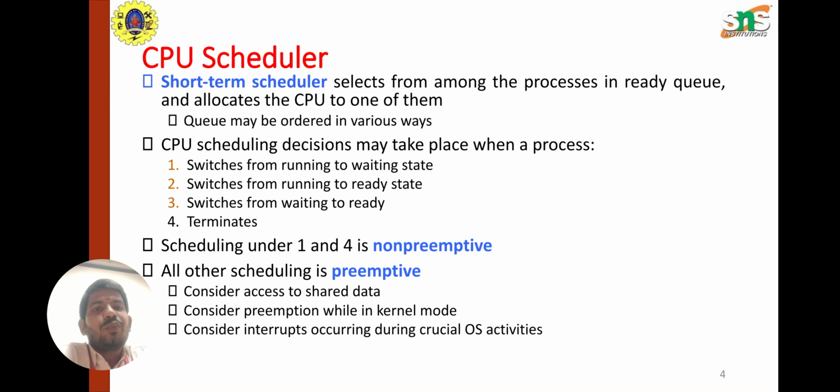Likewise, the CPU scheduler. The short-term scheduler selects from among the processes in the ready queue and allocates the CPU to one of them. The queue may be ordered in various ways. CPU scheduling decisions may take place when a process switches from running to waiting state, switches from running to ready state, switches from waiting to ready state, and terminates. Scheduling under 1 and 4 is non-preemptive, and all other scheduling is preemptive. Consider access to shared data, consider preemption while in kernel mode, and consider interrupts occurring during crucial OS activities.